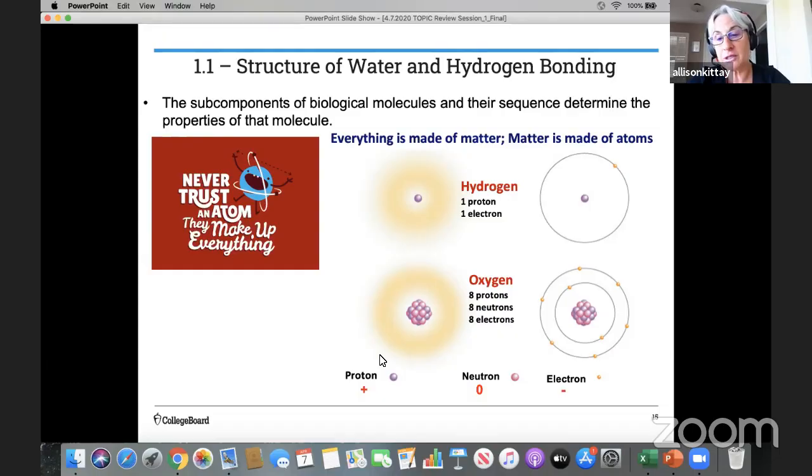2 of the electrons, which are negatively charged, are in the first energy level, and the remaining 6, or valence electrons, are in the second energy level. And just to remind you, it is the electrons that determine the type of bonds that are going to be formed, so the number and arrangement of electrons. We'll take a look at that in the next slide.